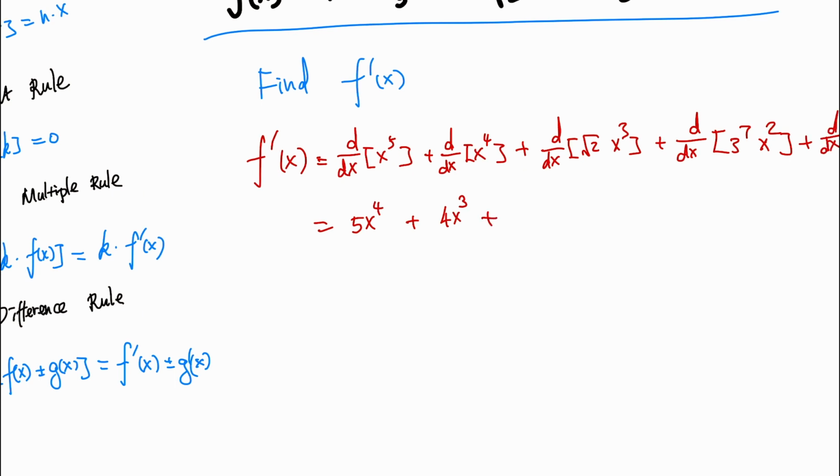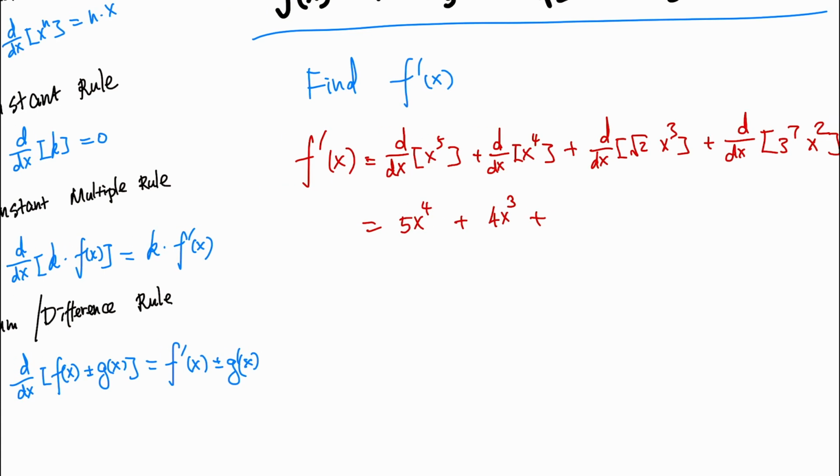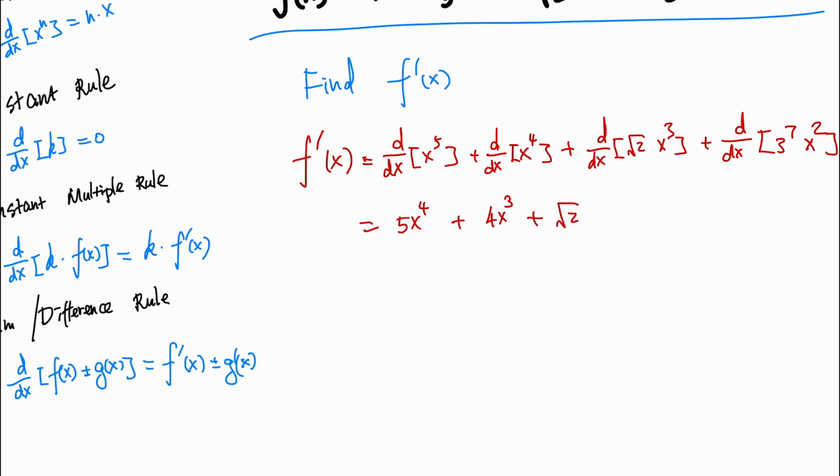plus root 2. We can use the constant multiple rule just to get it out, because even if it is root 2, it is still a constant, it's still a k. And even if we have some sort of ugly numbers, as long as it doesn't include the variable, even if it includes some other constant variables, it can still be taken out. If it is root 2, then you just take it out using the constant multiple rule, and that will be times the derivative of x cubed. And well, that we can just further simplify using the power rule.